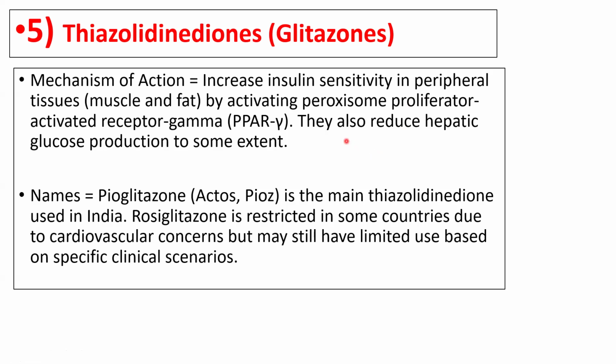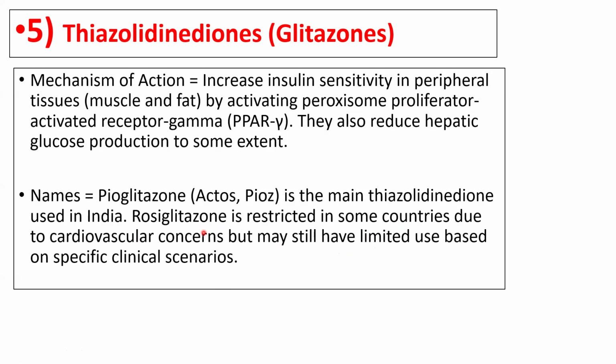Okay. Now, next we are talking about rosiglitazone, which is restricted in some countries due to cardiovascular problems, but may still have limited use based on specific clinical scenarios. That means pioglitazone and rosiglitazone. Please remember these names. These are very common nowadays. These are recent drugs.